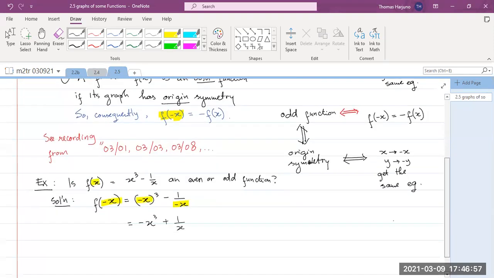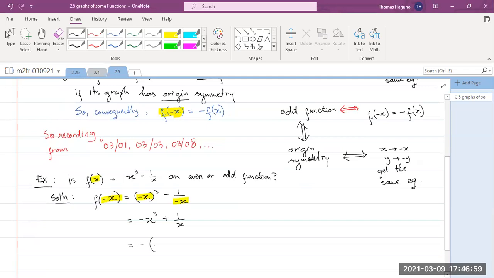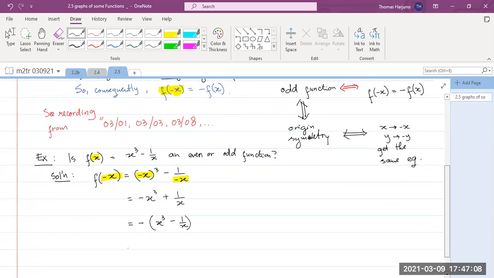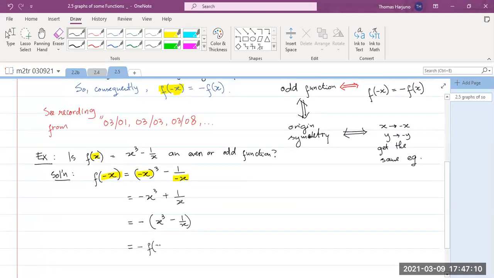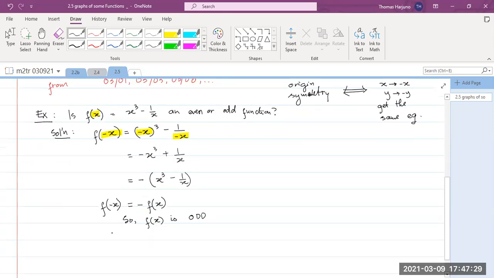Now here, if I factor the negative, I will get negative of x cubed minus 1 over x, which is the opposite of f(x). So basically, I have shown that f(negative x) equals negative f(x) for this function. Now, so f(x) is odd, and its graph has origin symmetry.